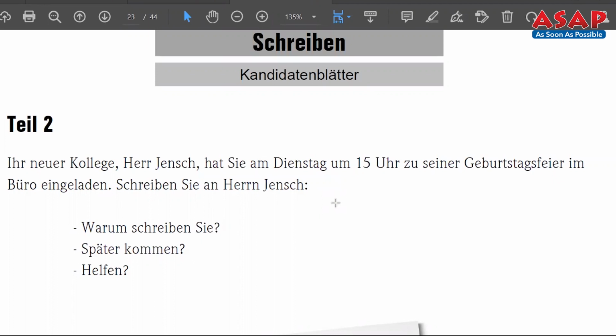Now, first of all, who is writing the email? You are writing. To whom? To Herr Jensch. Who is Herr Jensch? He is your new colleague. What is so special about him? He has a birthday on Dienstag. Yeah, 15 Uhr is the birthday celebration. And he has invited you. So Herr Jensch has invited you. Now you have to reply to his invitation. Klar? Now, warum schreiben Sie?